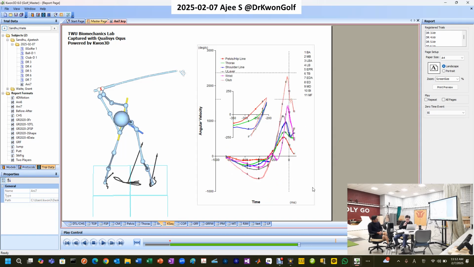Now the kinematic sequence here. Kinematic sequence basically shows angular rotational velocity of different body parts. So the red line here is the pelvis. And then green is the thorax, and the blue is the shoulder. And then gray is the arms. And then the pink line is the club.